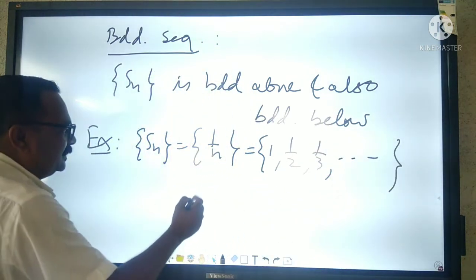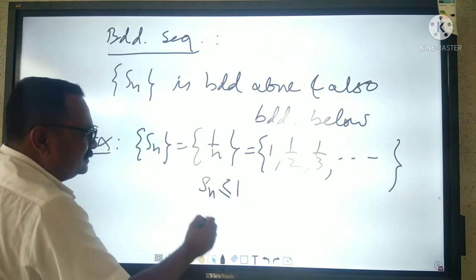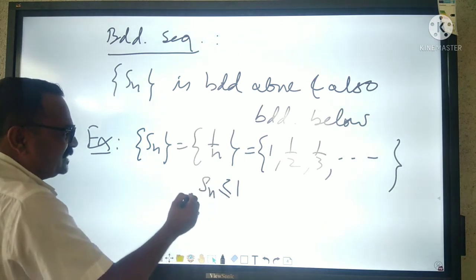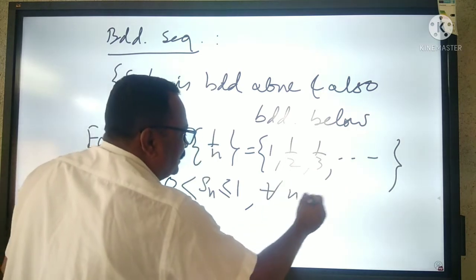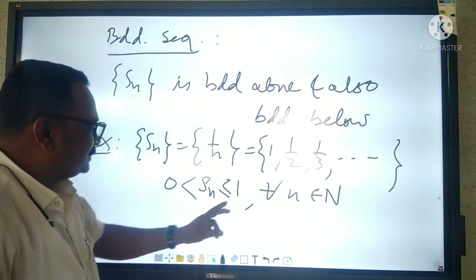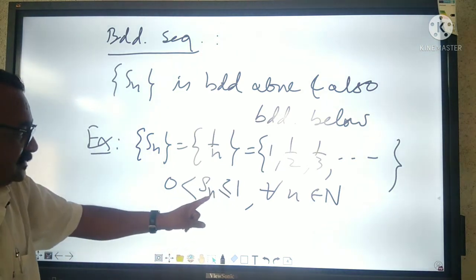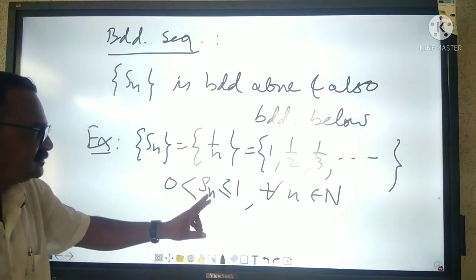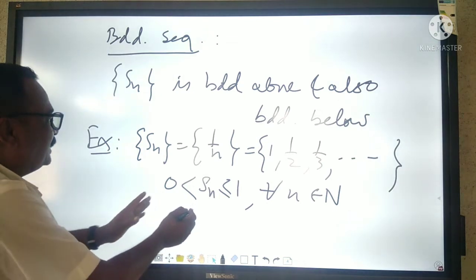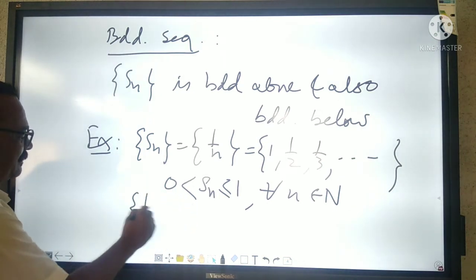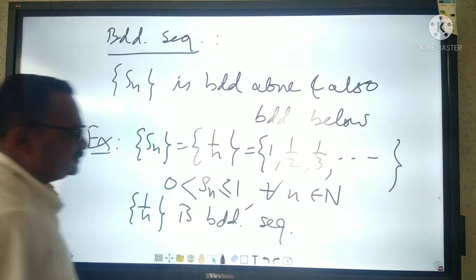We know the terms in the sequence are 1, 1 by 2, 1 by 3, and so on. Clearly, each term in the sequence is less than or equal to 1 and greater than 0, for all n belongs to capital N. That is, take any term S1, S2, S3 in the sequence; that term is less than or equal to 1 and greater than 0. In this case, we say that the sequence 1 upon n is a bounded sequence.